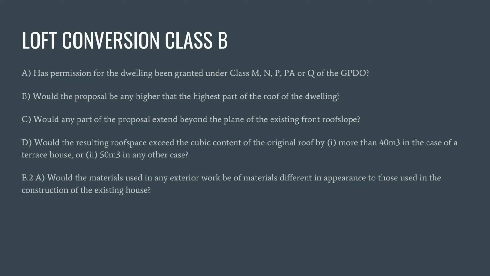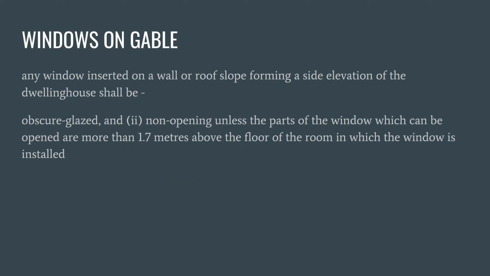Now the proposed materials need to match the existing materials, i.e. if you have slate tiles, you need to use slate tiles in your dormer or wherever you're planning to build. If you have concrete tiles, you'd use concrete tiles in the proposed, and so forth, so it matches as closely as possible to the existing property.